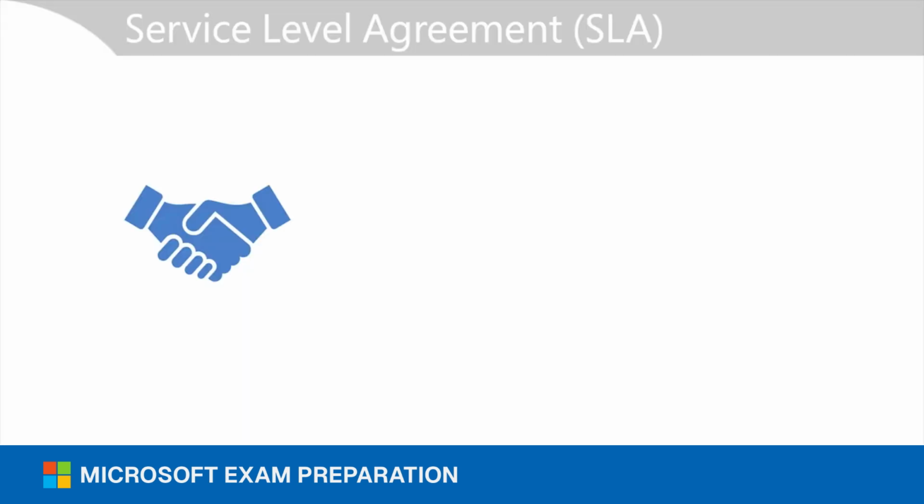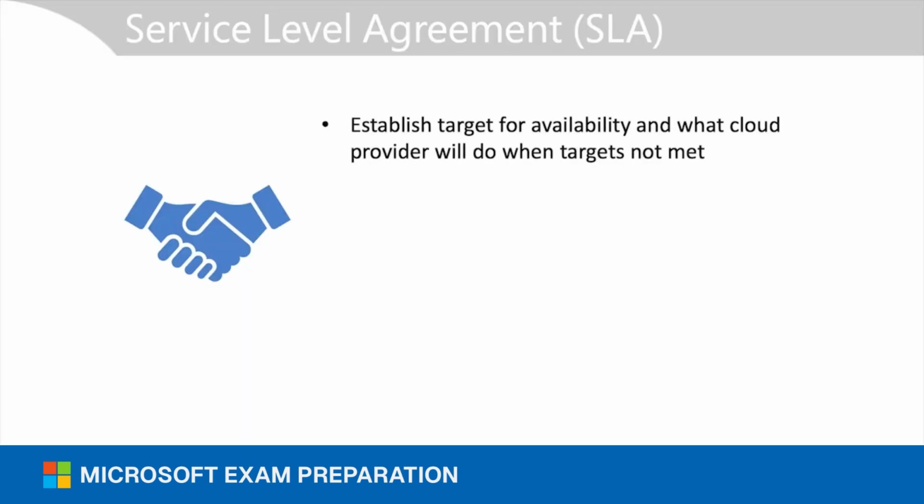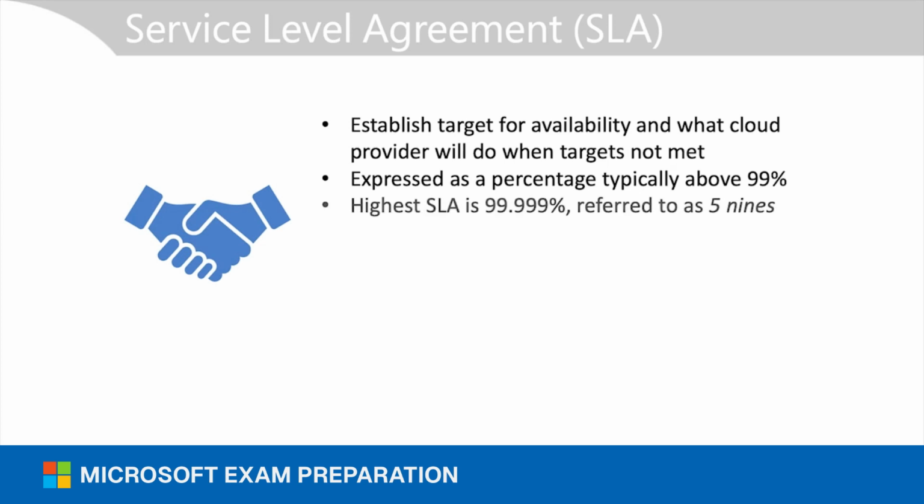Service level agreements, or SLAs, establish specific targets for availability, and they also define what a cloud provider will do when those targets aren't met. SLAs are represented as a percentage of availability over a specific time period, and they're usually above 99%. I mean, if a cloud provider promised that your service would be available 80% of the time, you'd likely go somewhere else for your cloud application needs. No one is going to offer a 100% SLA. It's just simply not possible.